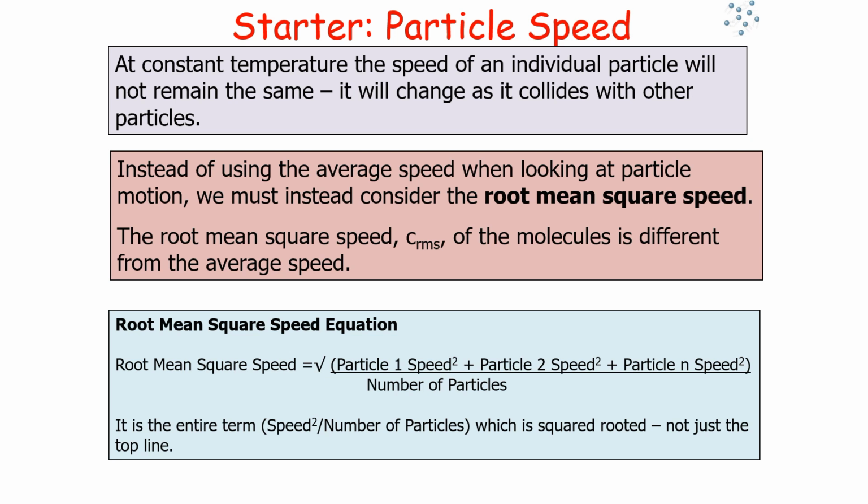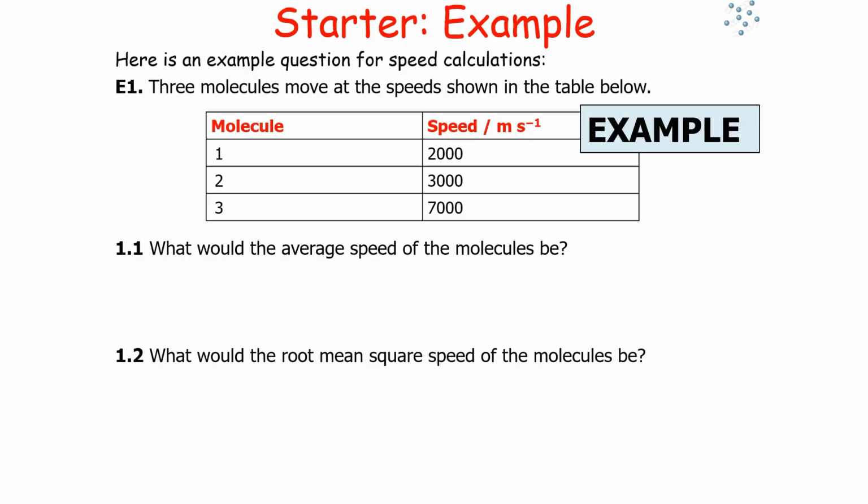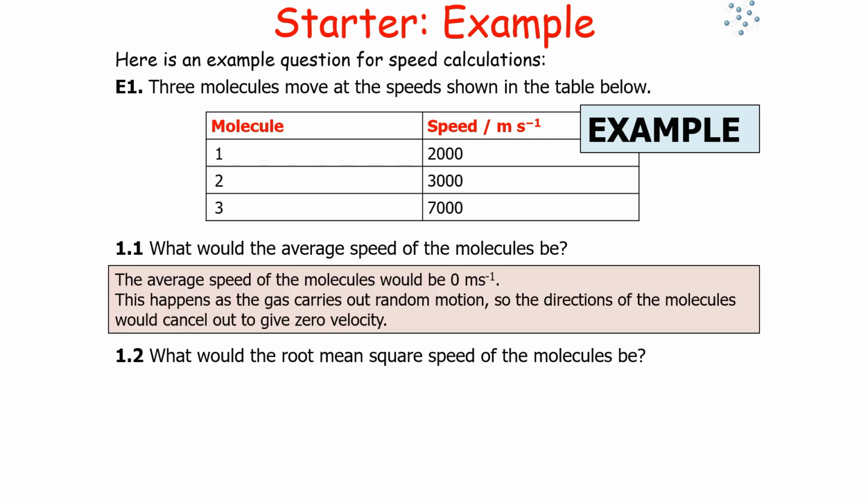Now this then gives you a value which cancels out that idea of direction which comes from the velocity concept. So let's look at an example of how you would calculate the root mean square speed of particles. If you had these three molecules moving with these different speeds, what would the average speed of the molecules be? Now the average speed of the molecules will be 0 meters per second. This happens as the gas is carrying out random motion, so the directions of the molecules will cancel out, giving you a 0 velocity. But what would the root mean square speed of the molecules be?